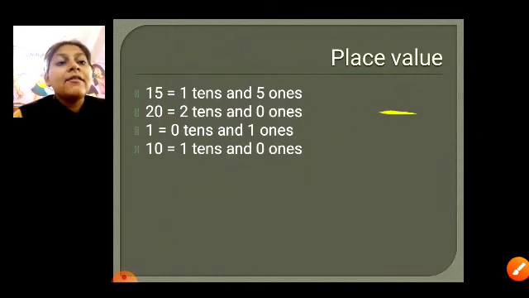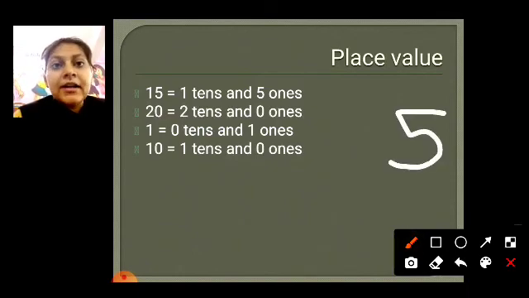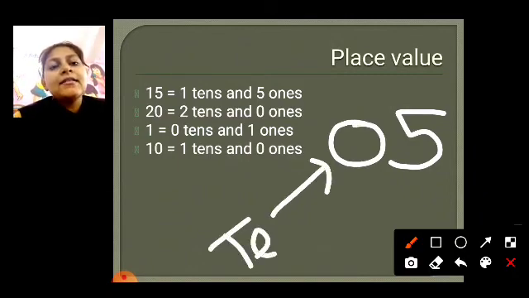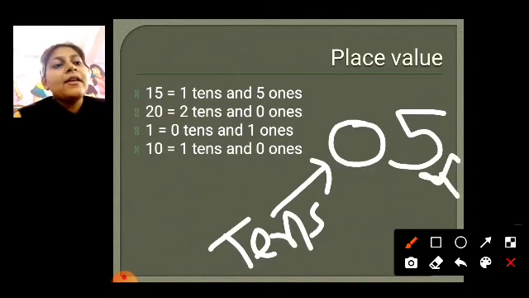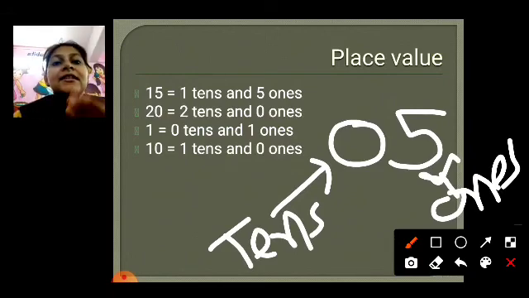If there is given a number 5, see, number 5. So 5 is the 1-digit number, so there is no ten. So you have to put 0. So 0 tens and 5 is ones, right? So 0 tens and 5 ones. So in this way you have to remember the place value. Which number comes on the right side is the ones, and in the left side is the tens, right?